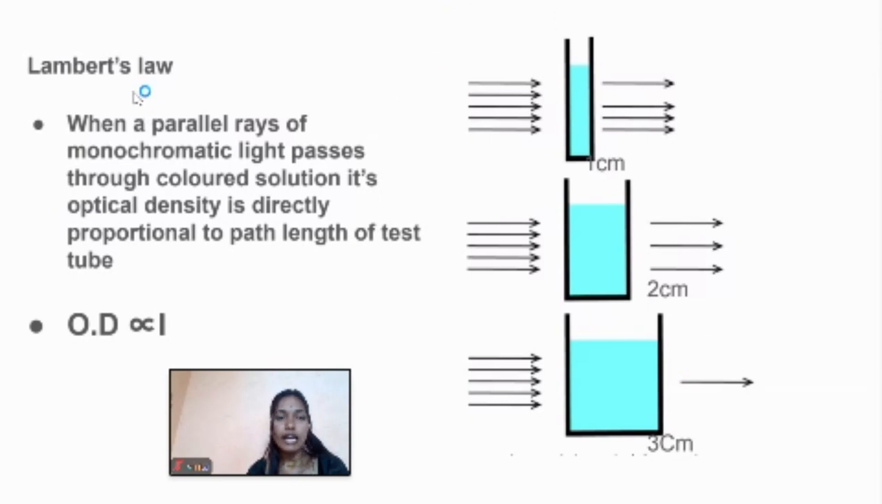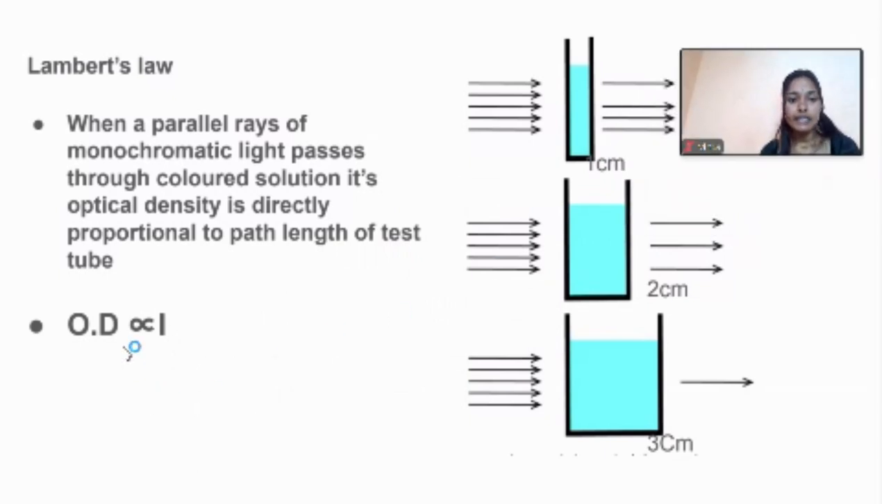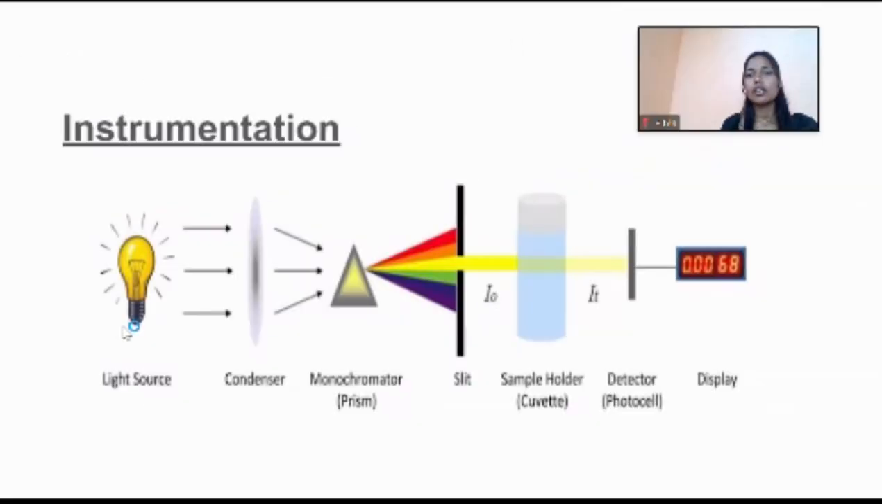Then Lambert's law explains that when parallel rays of monochromatic light pass through a colored solution, its optical density is directly proportional to the path length of the test tube. So optical density is directly proportional to the path length. What we have studied before, we are now applying in the instrumentation.